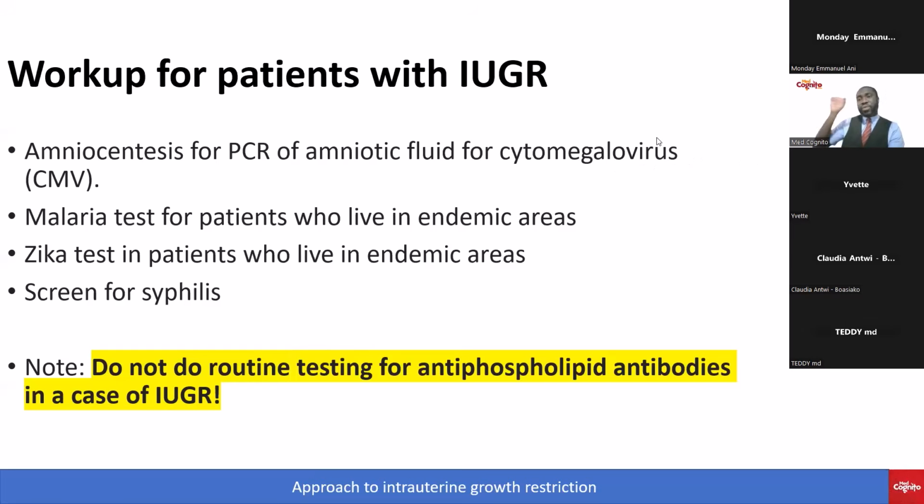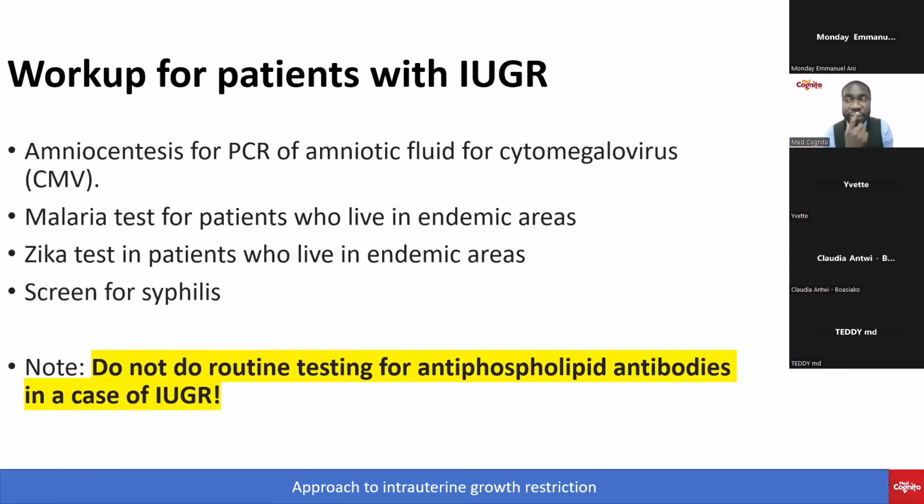So you want to do amniocentesis for PCR of amniotic fluid for cytomegalovirus, especially in patients coming from well-developed countries, and then a malaria test for patients who live in endemic areas, and a Zika test in patients who live in endemic areas, and you also want to screen for syphilis, because congenital syphilis can also lead to IUGR.